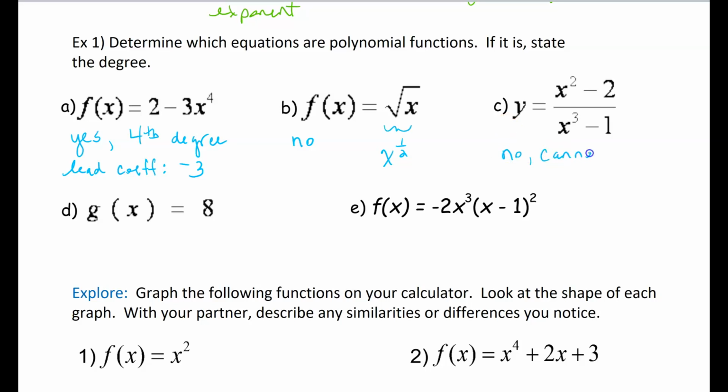Again, cannot be restated as a sum of monomials.